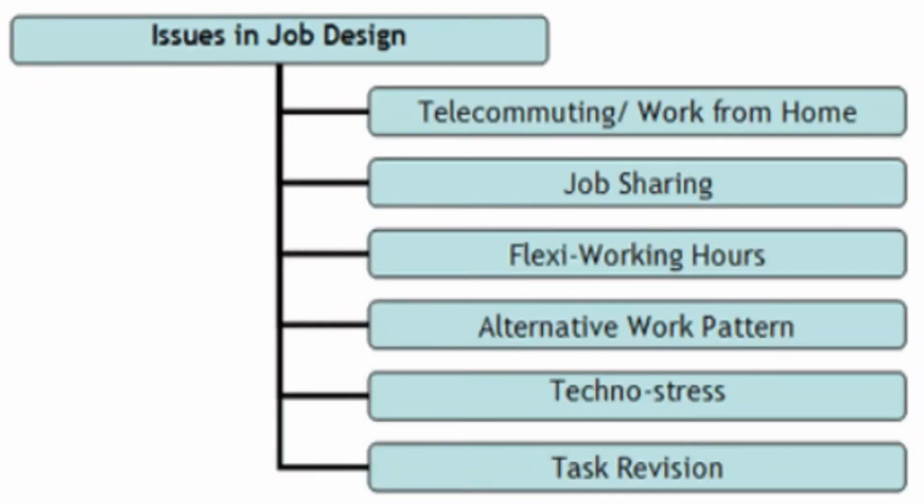However, there are a number of issues that have emerged recently while designing jobs in organizations. These are alternative work patterns that are equally effective in handling organizations' functions. First, telecommuting or work from home. Telecommuting or work from home is considered the best alternative to working from the actual office.